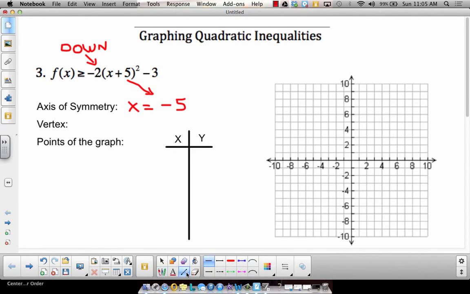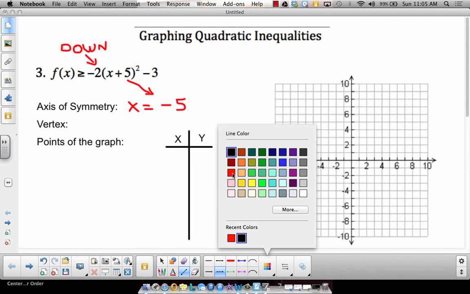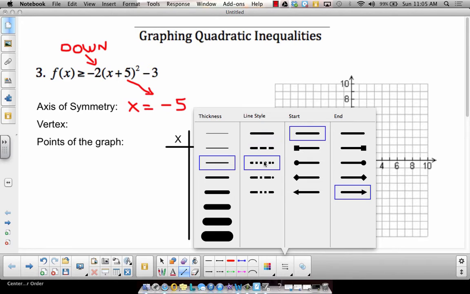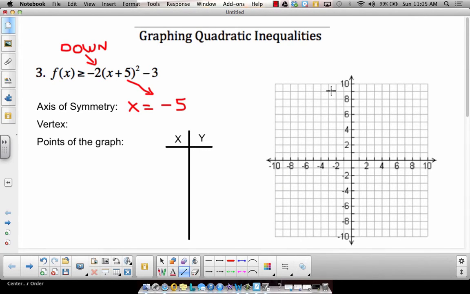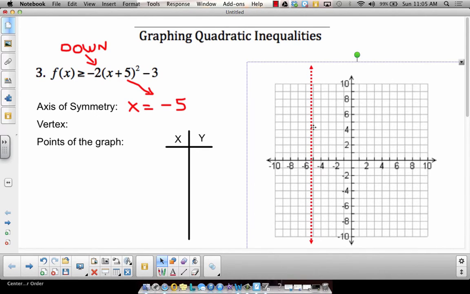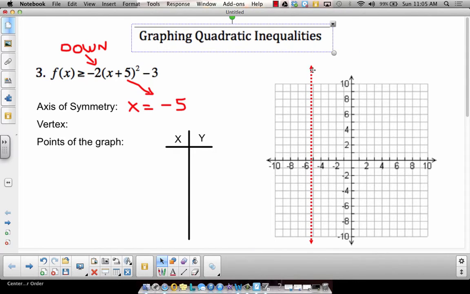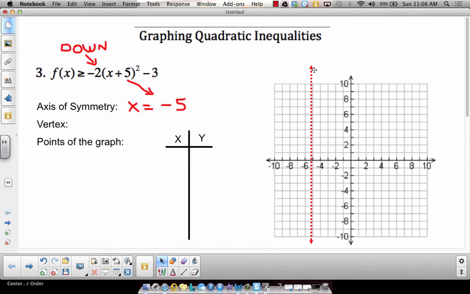For kicks, let's draw this on here right away. I need a dashed line. We'll make it red and make sure that it's dashed, and we want arrows on both sides. Now we go to -5, which is right here, and we're going to draw our line. There's my axis of symmetry. You just got to straighten it out. It moved as I clicked off of it. There we go. We'll just put it right where it needs to be. I guess we're moving the whole graph. That works fine too.